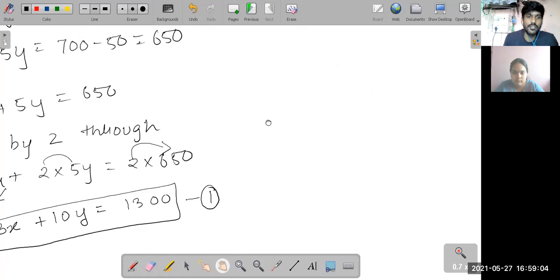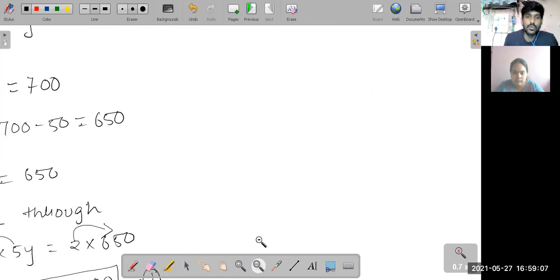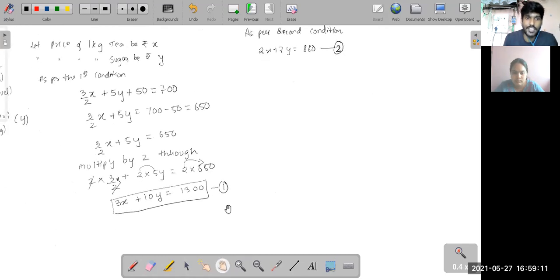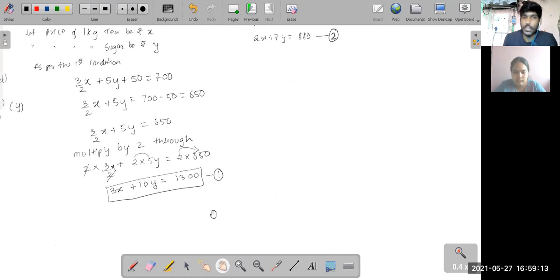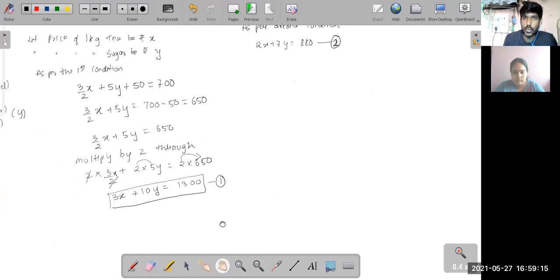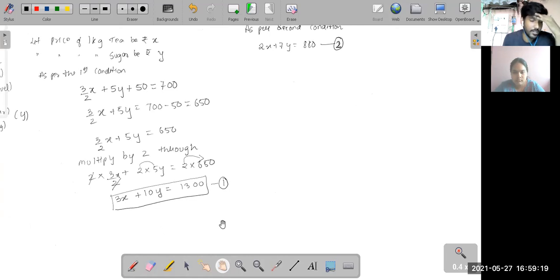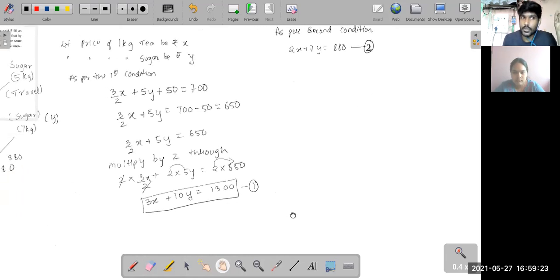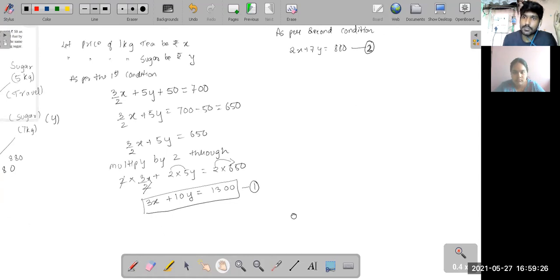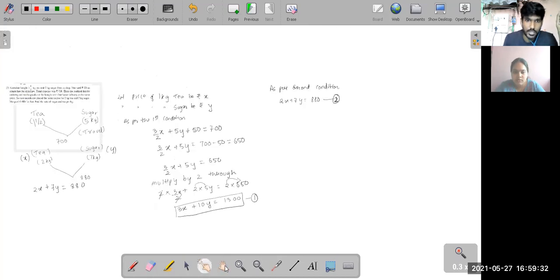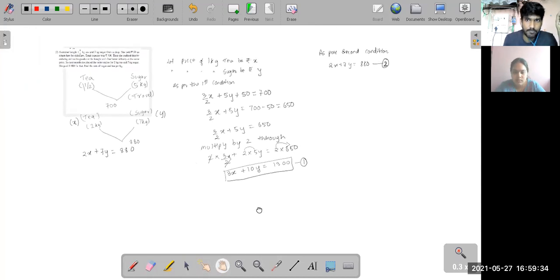Now the only thing is you have to solve these two equations and find the values of x and y. You can do it any way that you want. You can do simultaneous equations, or Cramer's rule, whatever you want. Will you be able to complete the sum from here? Can you see the entire sum?